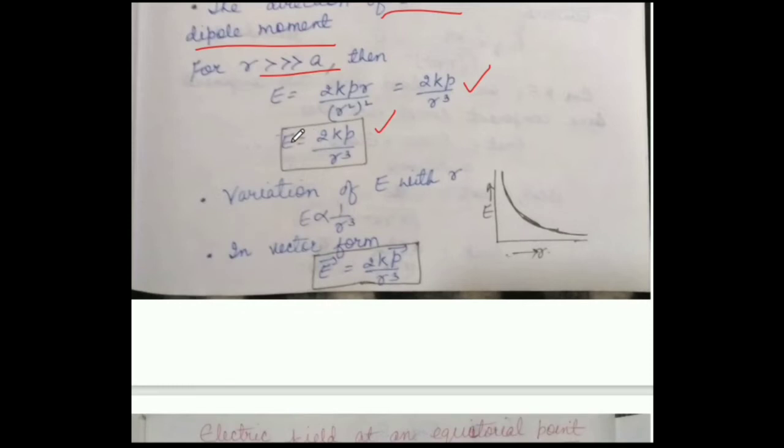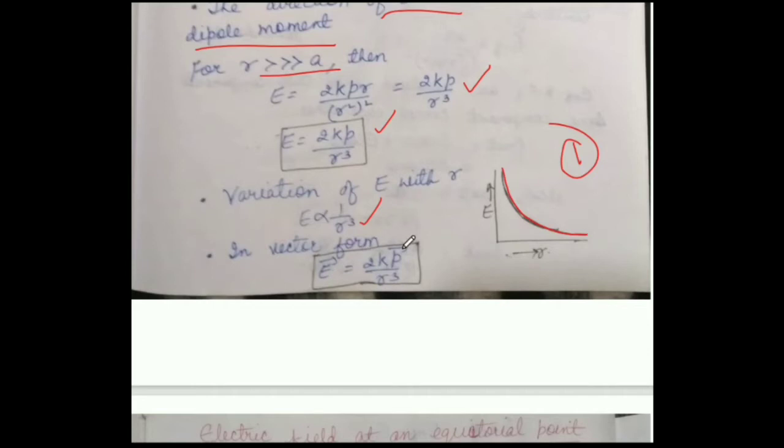Now, how does this electric field vary with R? Inversely proportional to R, na? So, electric field and R, a 1 mark question also comes: draw the graph between E and R. So, you draw like this one. Electric field decreases as distance increases, right?